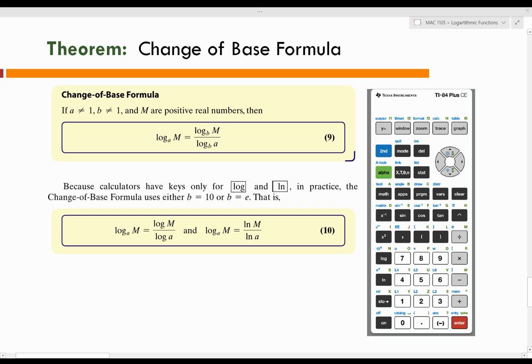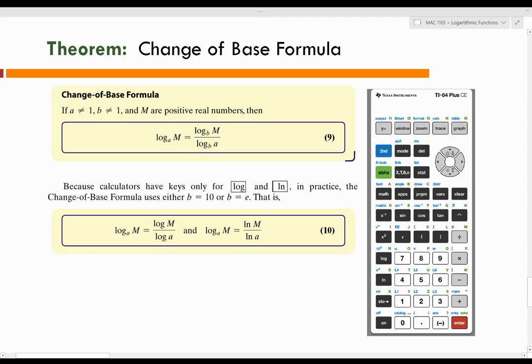All right, you guys, we're going to wrap up our conversation talking about the properties of logs by discussing the change of base formula. So the change of base formula says if a does not equal 1 and b does not equal 1 and m are positive real numbers, then log base a of m equals log base b of m over log base b of a.